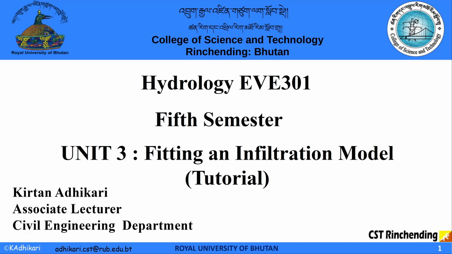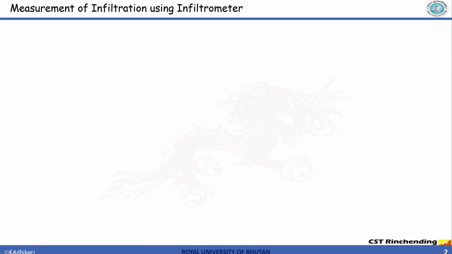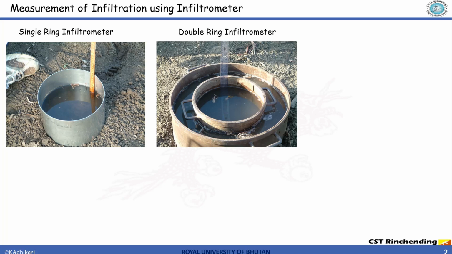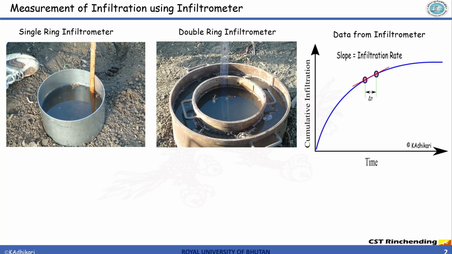Let me quickly explain how the data is acquired through the field experiment. As we have already seen in the lecture, there is single infiltrometer and double infiltrometer. I also explained the dimensions and the working of these infiltrometers. Basically we add some water, and over time we observe how much water is getting infiltrated. If we plot cumulative infiltration versus time, we are going to get this kind of curve.